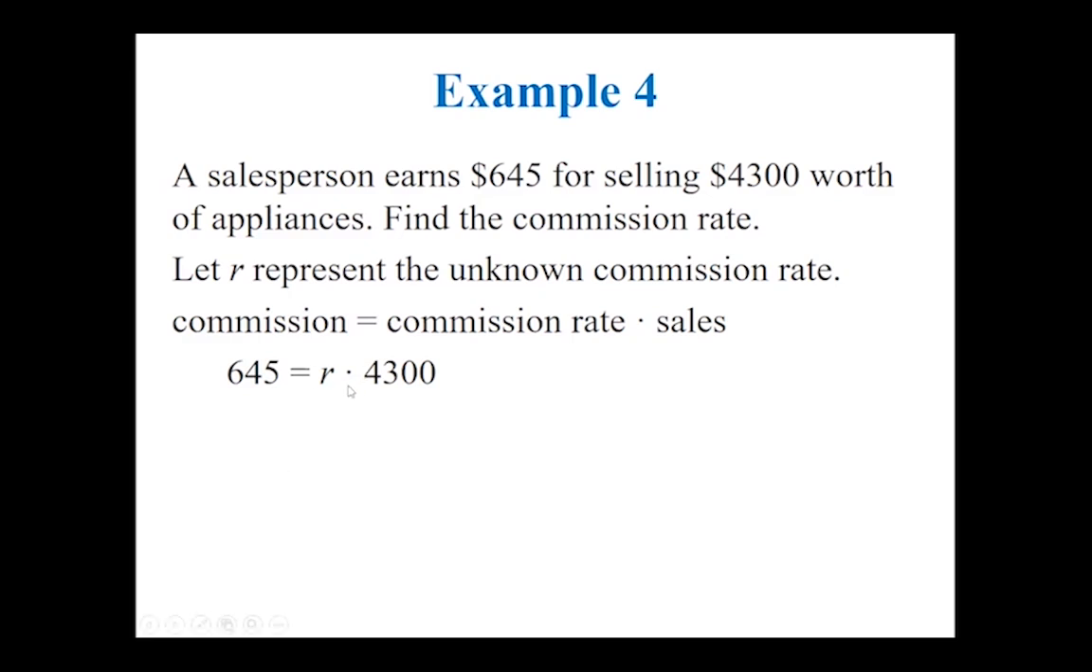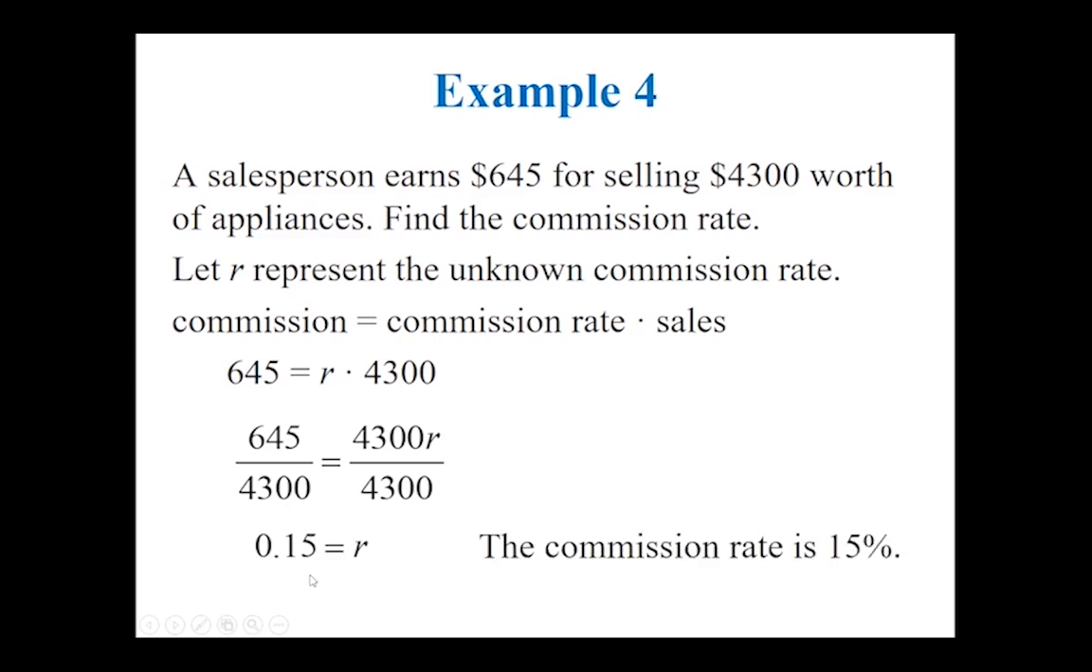We want to get R by itself. We want to undo multiplying by 4,300. We do that by dividing by 4,300. Divide both sides by 4,300. Calculator tells us 645 divided by 4,300 is 0.15. As a percent, that would be 15%.